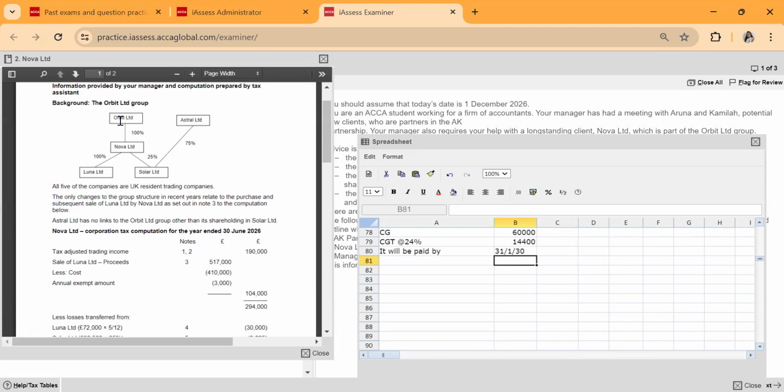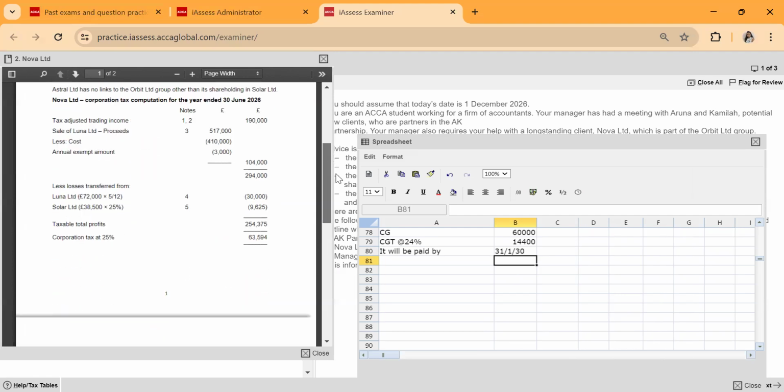So if we just review it, Orbit and Nova is 100%, Orbit and Luna is also 100%, Nova and Solar is 25%, so Orbit and Solar is also 25%. Astral in Solar is 75%. So if we talk about 75% group, then it will be Orbit, Nova, and Luna one group, Astral and Solar another group. Astral has no links to the Orbit Limited group other than its shareholding in Solar. So the corporation tax computations for the year ended 30th June is given to you here.